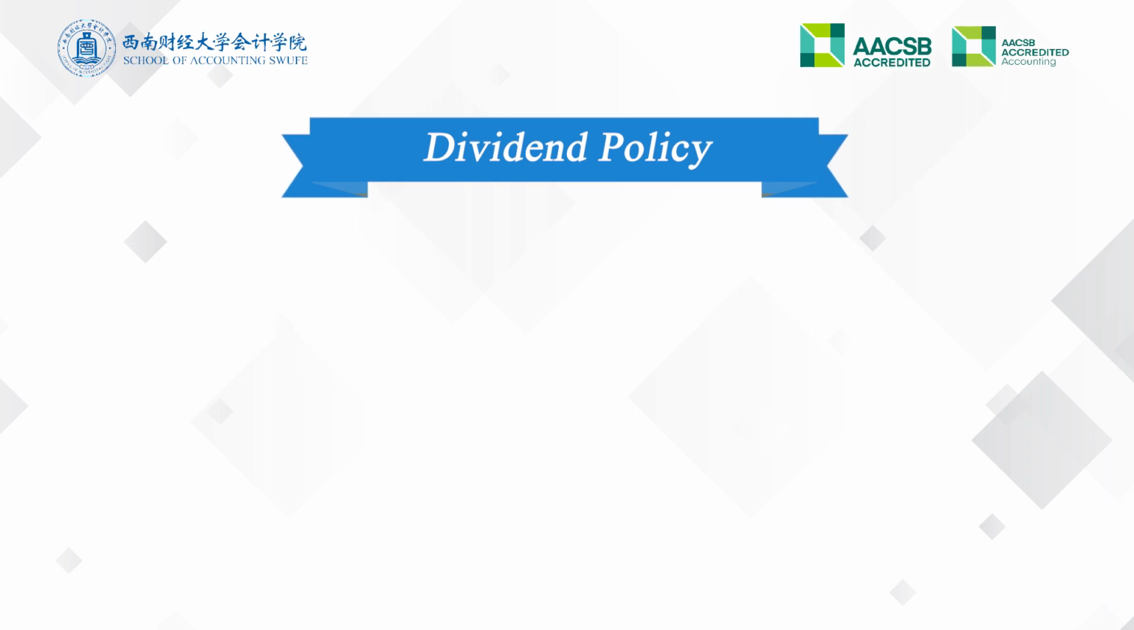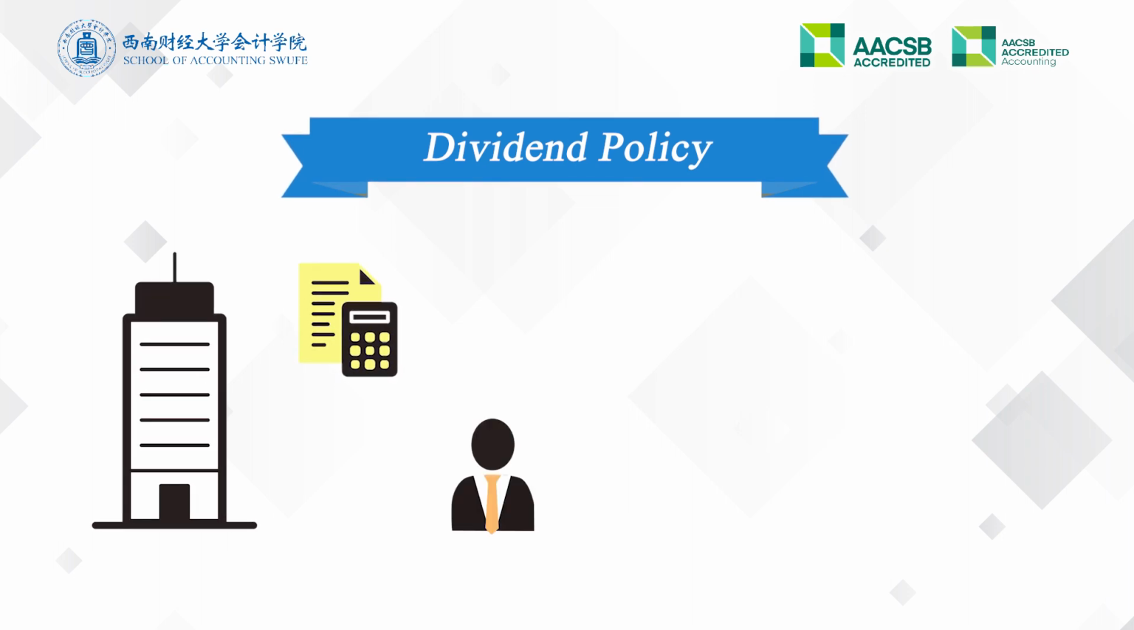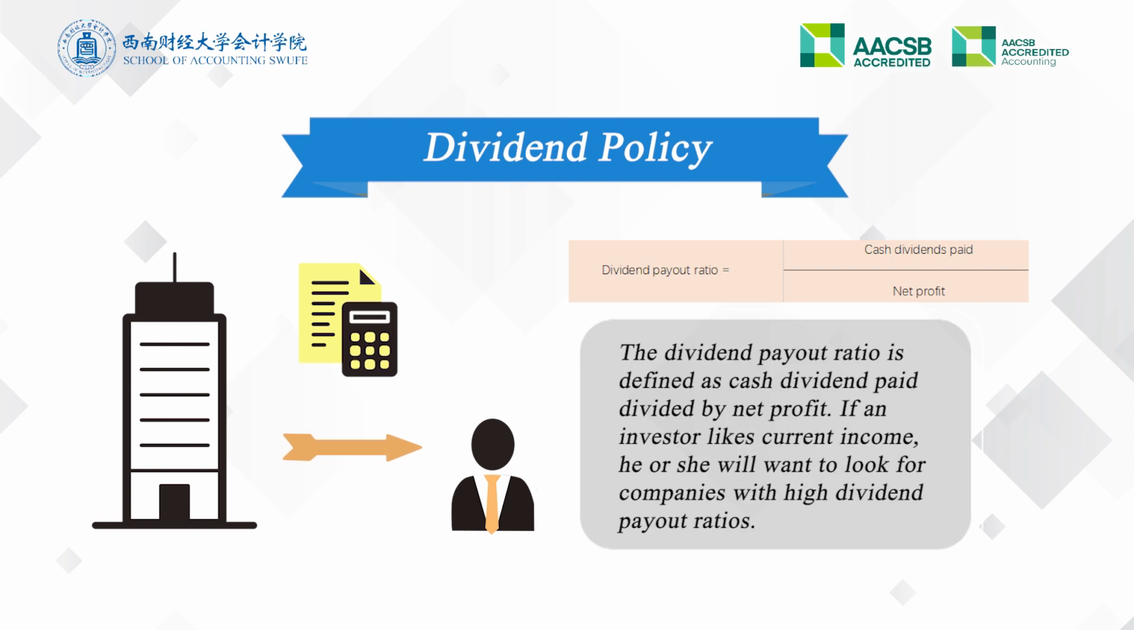Finally, in the lecture of shareholders' equity, you have learned that companies might distribute dividends to shareholders. A firm's dividend payout ratio is a measure of the company's dividend policy. The dividend payout ratio is defined as cash dividend paid divided by net profit. If an investor likes current income, he or she will want to look for companies with high dividend payout ratios.